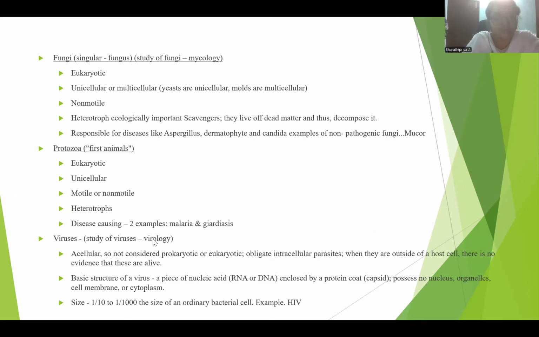Viruses. The study of viruses is virology. A virus is acellular. The basic structure of a virus is a piece of nucleic acid, which is either RNA or DNA, enclosed by a protein coat, and it possesses no nucleus, organelles, cell membrane, or cytoplasm. Since the virus is acellular, it depends mainly on host cells, especially for reproduction.